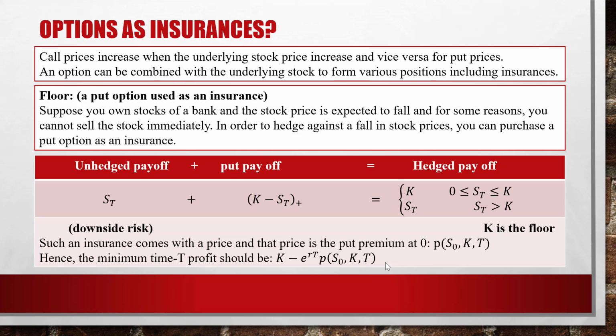The same thing here: when you own stock of a bank, we cannot foresee whether the stock price is about to rise or fall. So we need insurance in order to hedge away the financial risk.